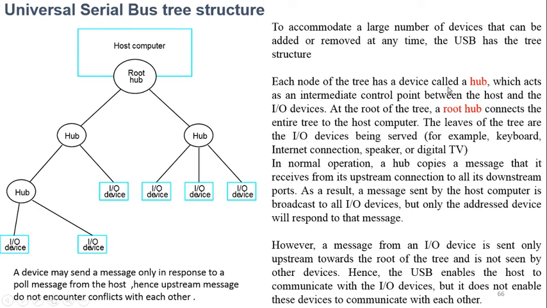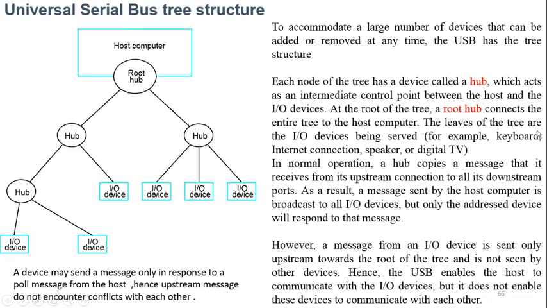Each node of the tree has a device called a hub. The node of this tree is known as a hub, which acts as an intermediate control point between the host and the IO devices. IO devices appear as the leaves of this tree. In between, the nodes are known as hubs. This hub unit is actually the control point between the root hub and the IO devices.